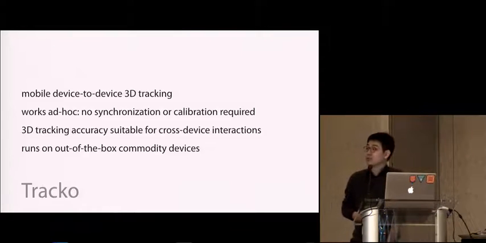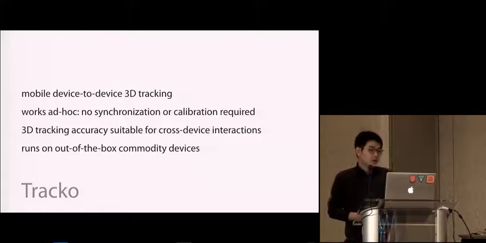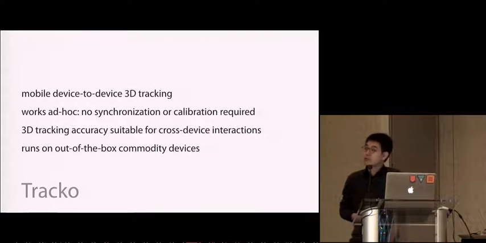So in conclusion, Tracko provides mobile device-to-device 3D tracking, and it works ad hoc without any synchronization or pre-calibration. The accuracy is suitable for cross-device interaction. And the most important thing is it runs out-of-the-box on commodity devices.